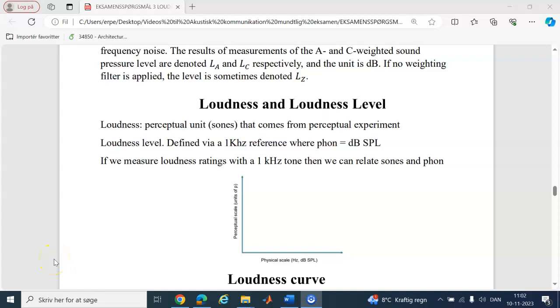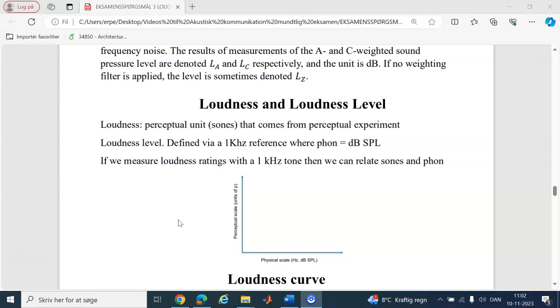Loudness and loudness level, part 2. Loudness is a perceptual unit in sones that comes from perceptual experiments. Loudness level is defined via a 1 kilohertz reference, where phon is equal to dB SPL. So at a 1 kilohertz tone, the dB SPL and the phons are the same number.